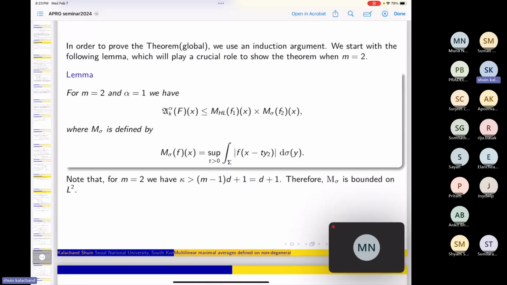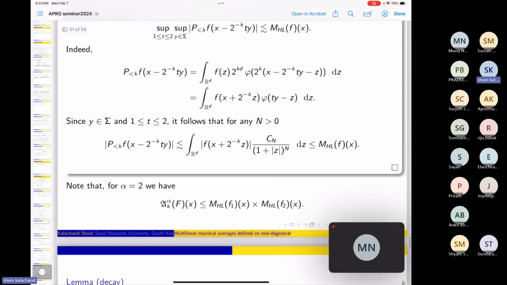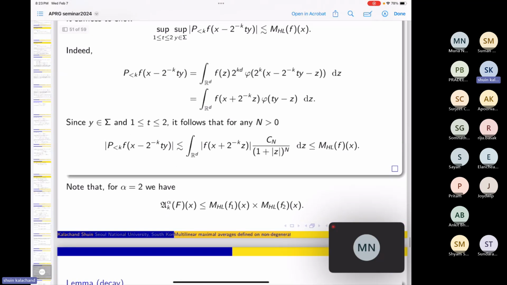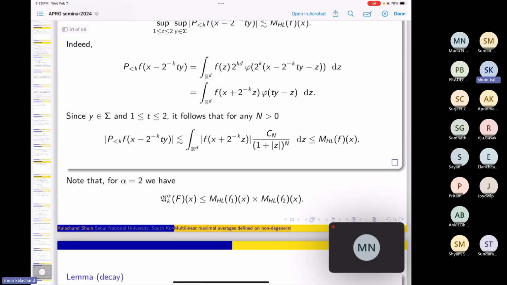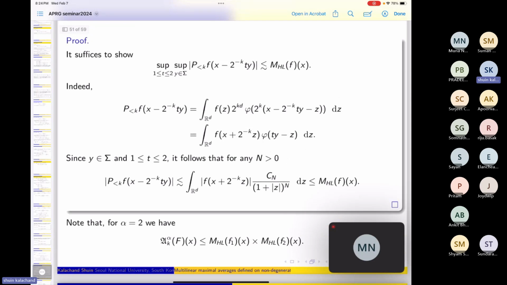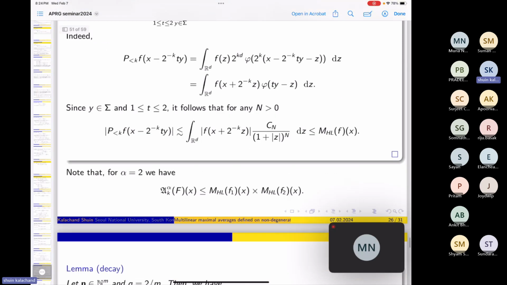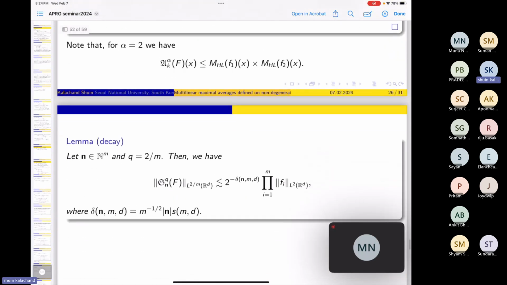Now this is for m equals 2 and alpha equals 1. Now when alpha equals 2, we have an even nicer situation. When alpha is 2, this operator A alpha k is dominated by the product of two Hardy-Littlewood maximal functions, and the proof follows in the same way. Now the remaining case is this. When m is 2, we need to prove this estimate.